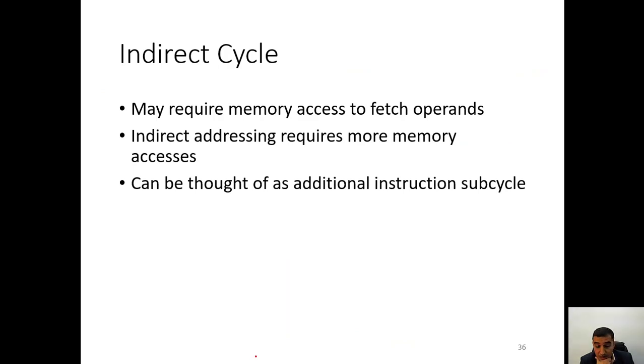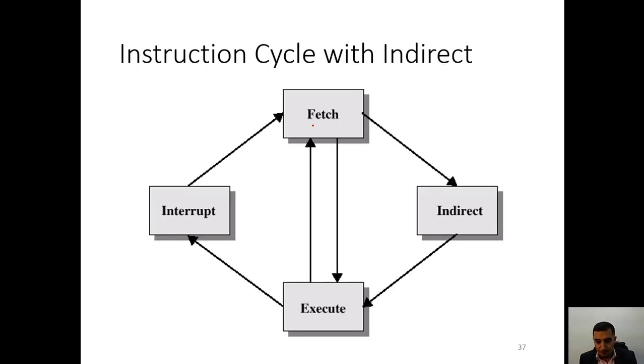We have something called the indirect cycle, which may require access to fetch operands. Indirect addressing requires more memory accessing and can be thought of as an additional instruction subcycle. When you have an address which is indirect, you need to access the memory, but you need a method to find out how to access that memory. This is handled using the indirect cycle. So fetch, execute, interrupt. If you have a fetch and you have an indirect, then you go fetch, indirect, then execute.